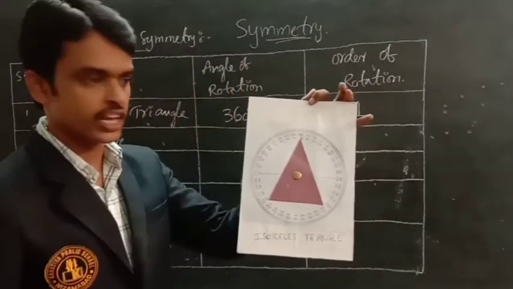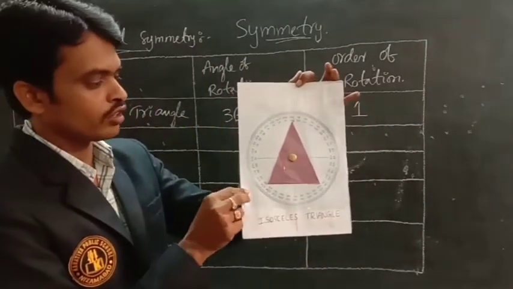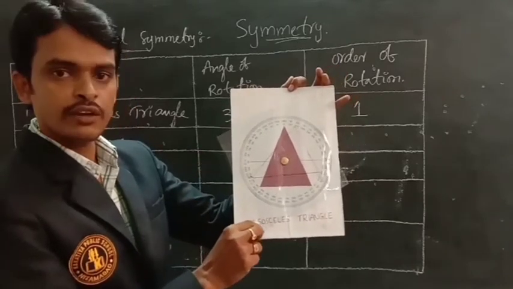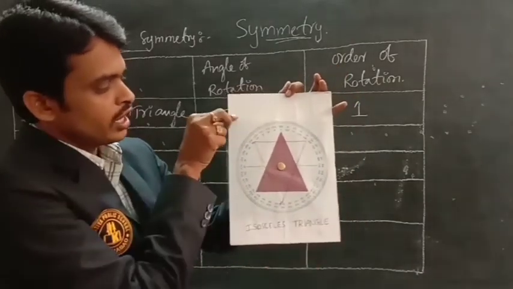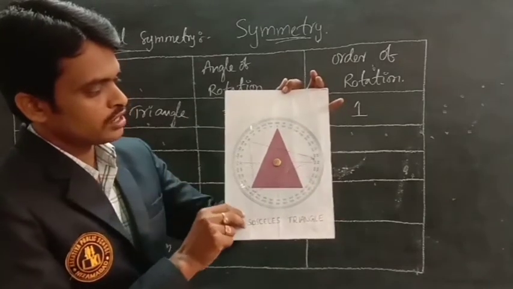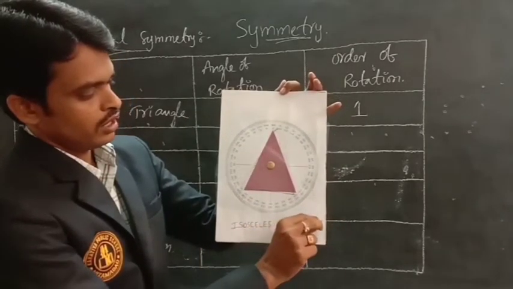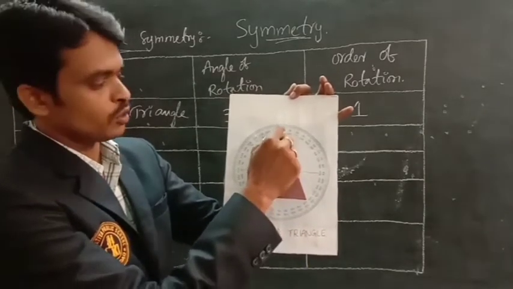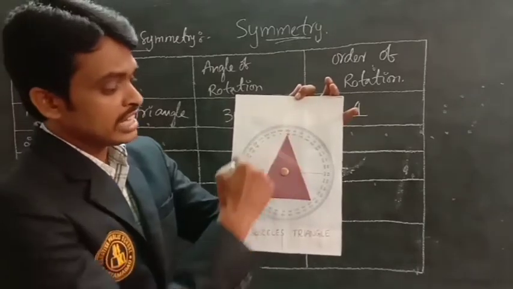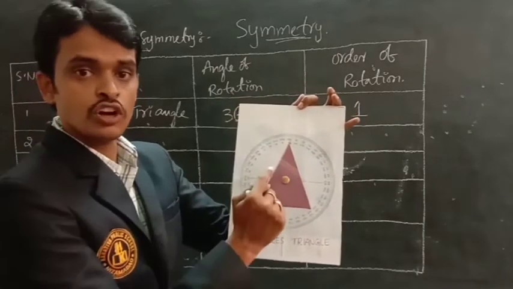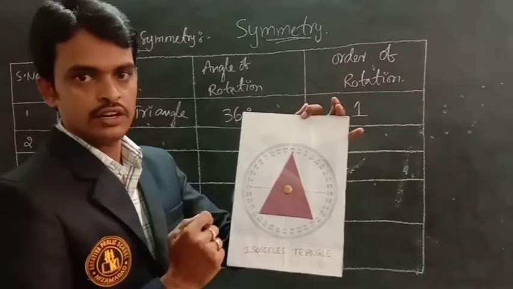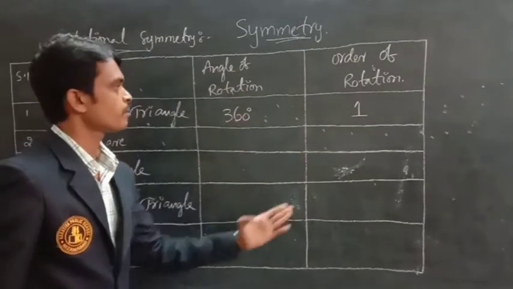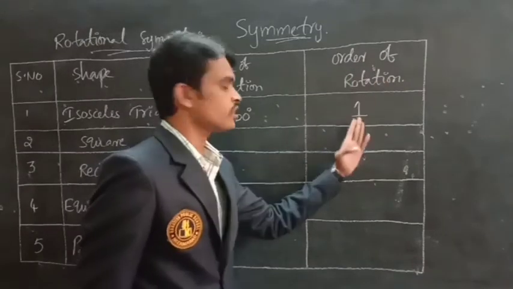So the isosceles triangle rotates in the anti-clockwise direction. It has rotational symmetry when I rotate it in this way. Yes, it came back to its original shape after rotating 360 degrees. This is called order of rotation 1. So the isosceles triangle has an angle of rotation of 360 degrees and an order of rotation of 1.